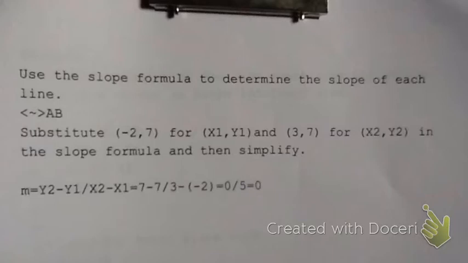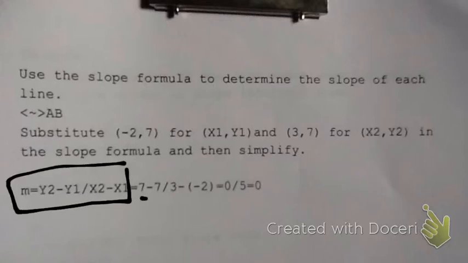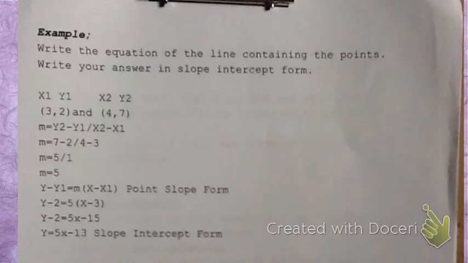Use the slope formula to determine the slope of each line. And this is just an example. Substitute negative 2, 7 for x1, y1, and 3, 7 for x2 and y2 in the slope formula, and then simplify. And then you have the equation that you're supposed to put it into right here, and then you plug it in, and you get 0. And here's an example of what you would need to do using slope-intercept form.